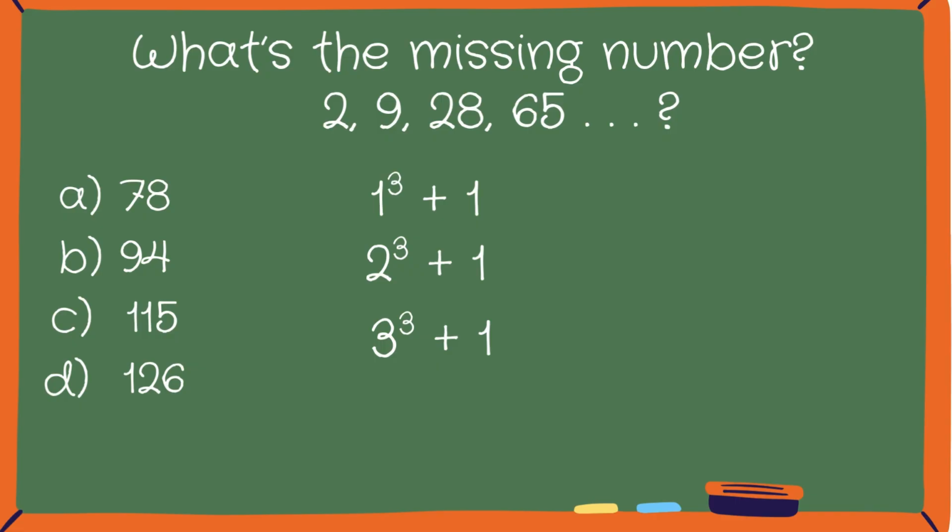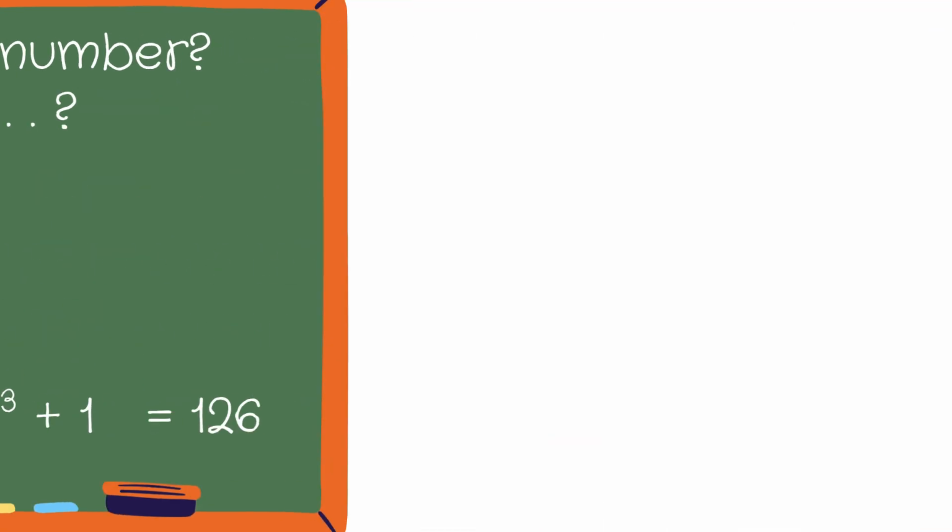So I'm finding the pattern. I'm getting it. 65 will be 4 cubed plus 1, because 4 cubed is 64, plus 1 is 65. So, following this pattern, 1, 2, 3, 4, the next term should be 5 cubed plus 1. And 5 cubed is 5 times 5 times 5, which is 125, and 125 plus 1 is 126, which is exactly the missing number. So today we will mark letter D.